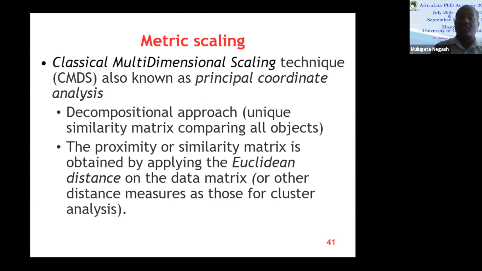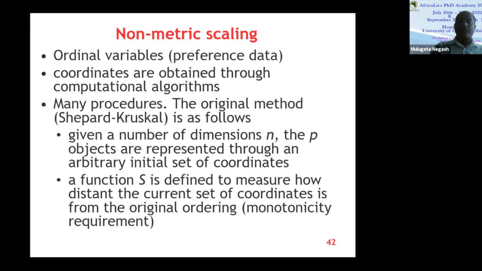The classical multidimensional scaling technique is also known as principal coordinate analysis. It is a decompositional approach, using a unique similarity matrix comparing all objects, and the proximity or similarity matrix is obtained by applying Euclidean distance on the data matrix. Euclidean and non-Euclidean we should leave for economists and for mathematicians. We have two dimensions, and when it is more than two, it is called non-Euclidean. And where we have ordinal variables, preference data, coordinates are obtained through a computational algorithm. There are many procedures; the original method was called Shepard-Kruskal. It is as follows: the given number of dimensions n should be 2 to a maximum of 3.